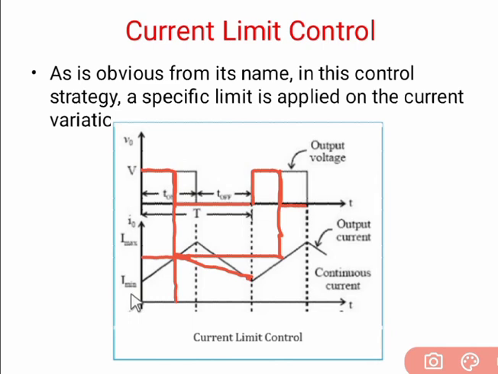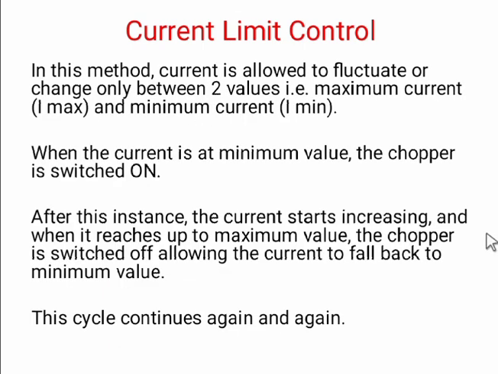So by changing the maximum and minimum values of the current, you can change the duty cycle. If we increase the maximum current limit, the turn-on time increases, and this is the turn-off time. So we can change the output voltage. In this method, the current is allowed to fluctuate only between two values, the maximum and the minimum. When the current is at the minimum value, the chopper is turned on. The current starts increasing, and when it reaches its maximum value, the chopper switch is turned off. The current falls back to its minimum value, and this cycle continues again and again.